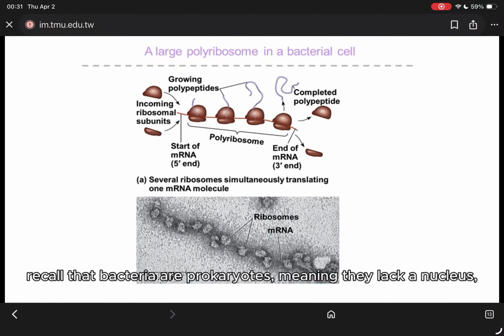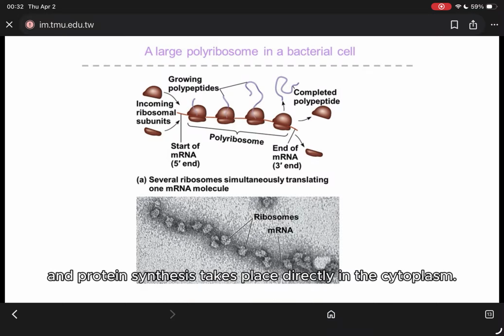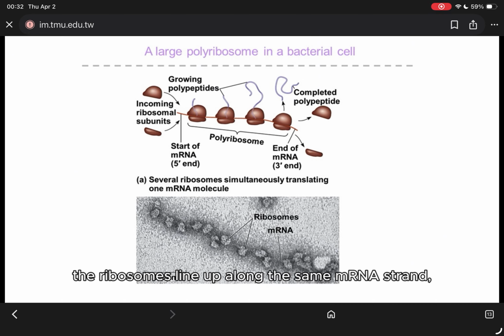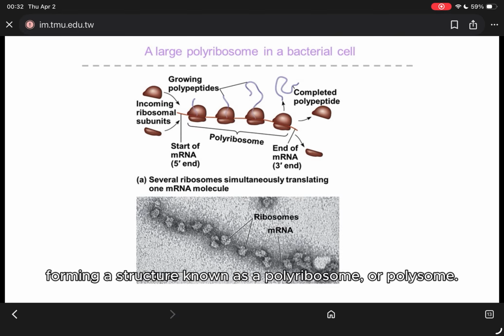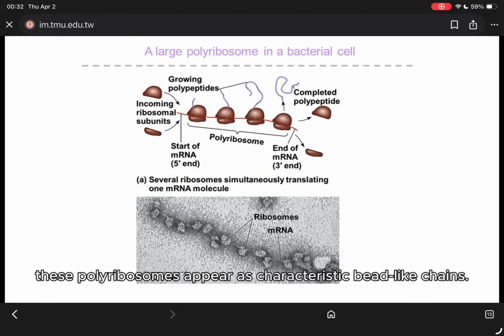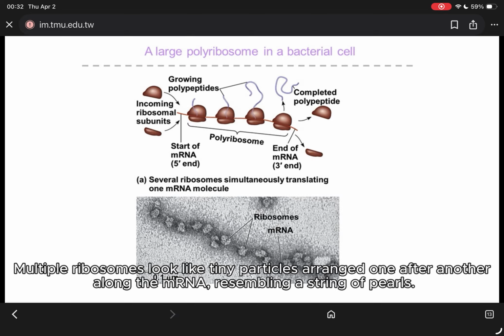First, recall that bacteria are prokaryotes, meaning they lack a nucleus, and protein synthesis takes place directly in the cytoplasm. When a single mRNA molecule is translated by multiple ribosomes simultaneously, the ribosomes line up along the same mRNA strand, forming a structure known as a polyribosome, or polysome. When observed under a transmission electron microscope, TEM, these polyribosomes appear as characteristic bead-like chains. Multiple ribosomes look like tiny particles arranged one after another along the mRNA, resembling a string of pearls.